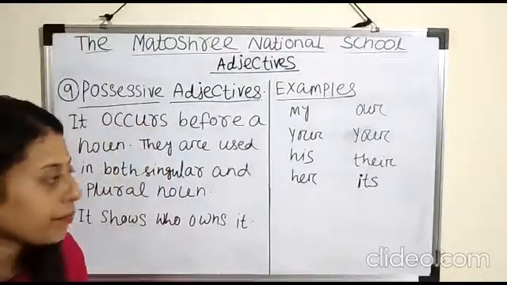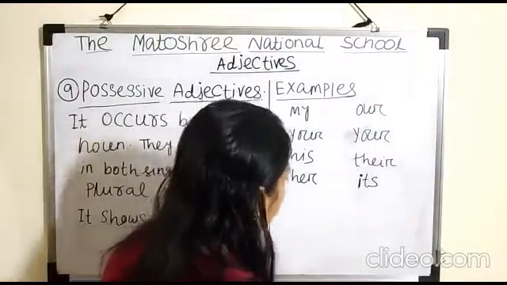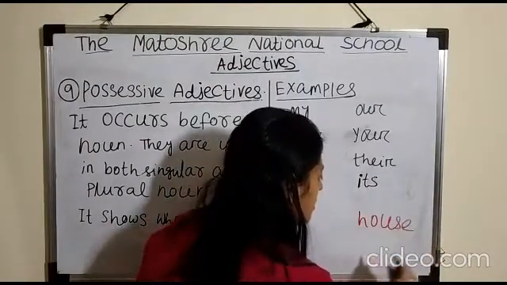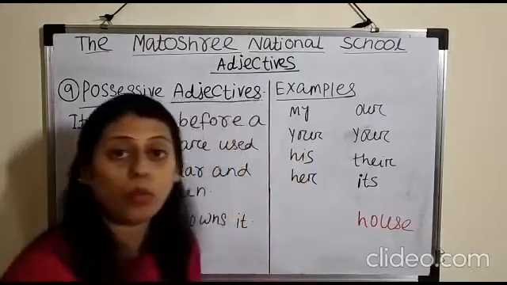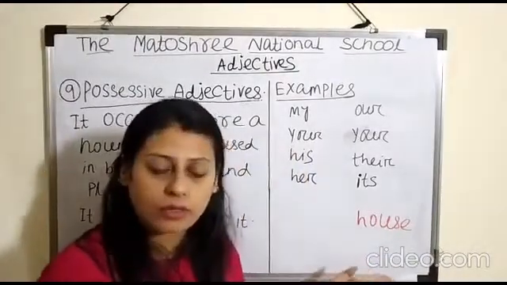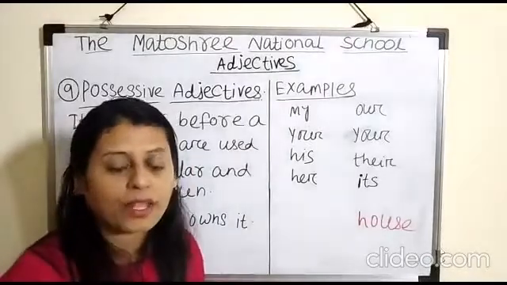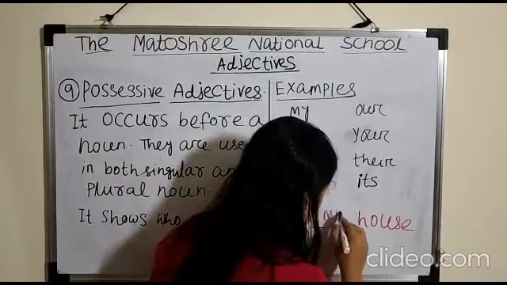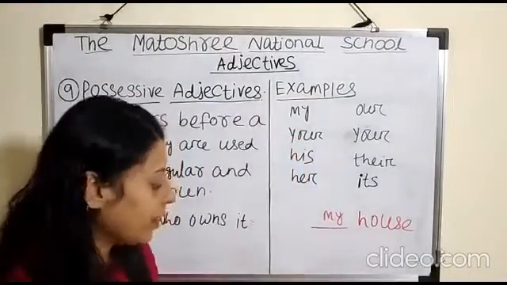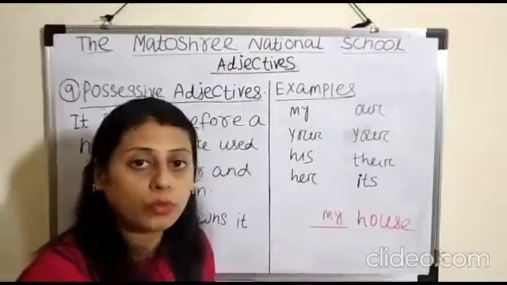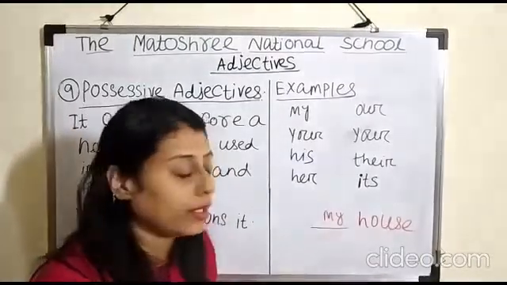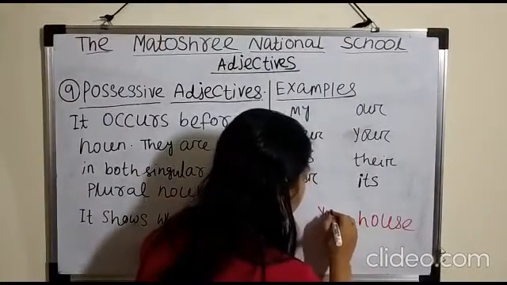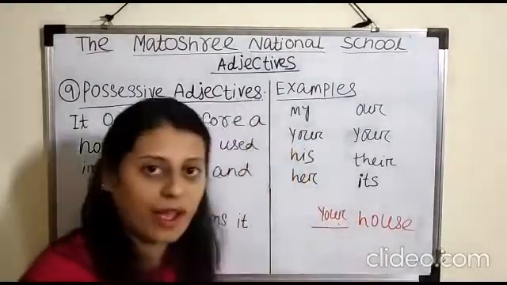Now, if I write here house, house is a noun. If I say, who owns this house? If I say that I own it, then I can write here, my house. If I say you own it, then I can write here, your house.